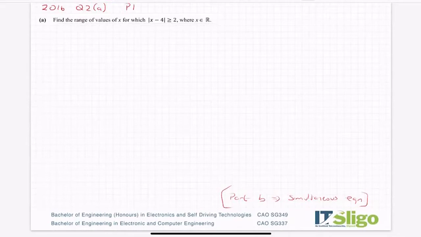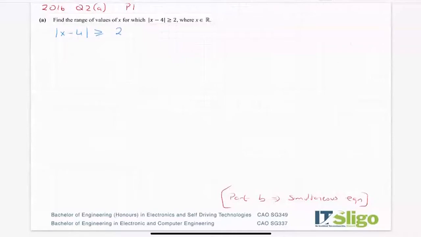So part A said, find a range of values of x for which the modulus of x minus 4 is greater than or equal to 2, where x is an element of R. Okay, so not alone is it a modulus one, it's also got the inequality sign in it. So it's a mix. So I have the modulus of x minus 4 being greater than or equal to 2.